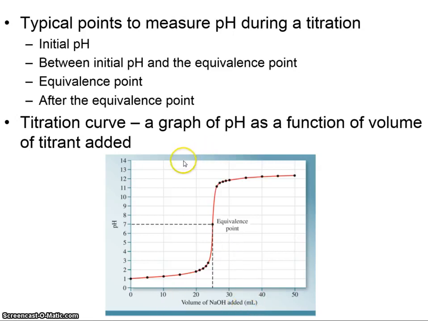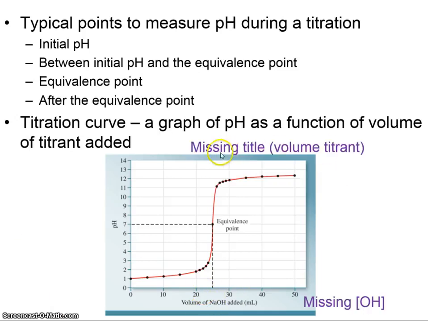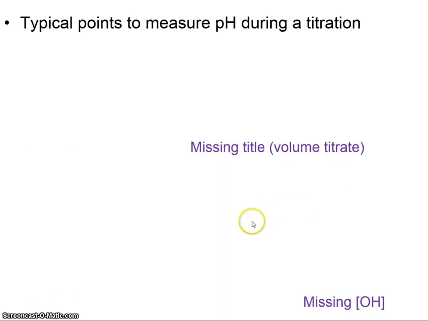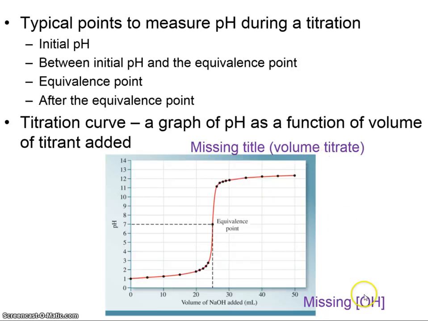The missing title should be something along the lines of 0.1 molar, blah, blah, blah, volume of whatever it is, titrate. So I need to know what the concentration is. I'm missing the title, which will tell me the volume of the titrate. And I'm also missing down here at the bottom the concentration of my titrant. Those are two very important things that you want to include on your pH titration curves: the concentration down here and the volume up here.